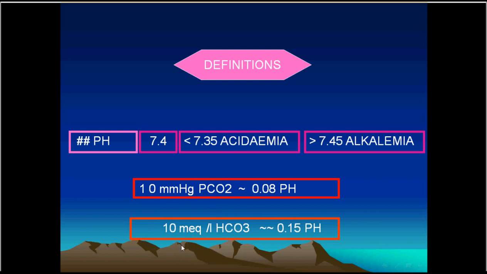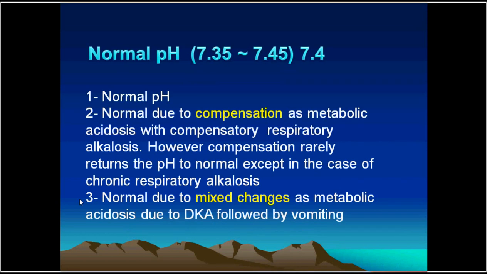The same thing is true for the bicarbonate. A change in the bicarbonate up or down of 10 milliequivalents per liter will be associated with a change in the pH of 0.15. When there is some sort of retention of bicarbonate, instead of being 24 to be 34, this means there's some sort of alkalosis, and the pH, instead of being 7.4, will be 7.55. And the reverse is true. So this should be memorized while you are solving the problems of ABG.